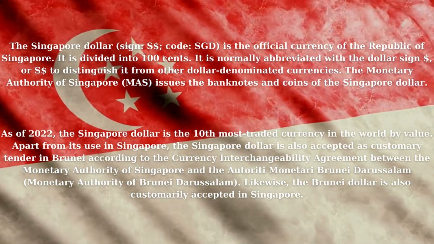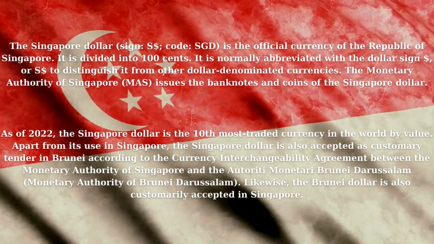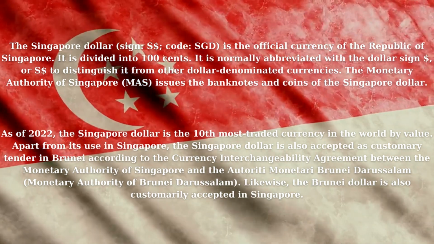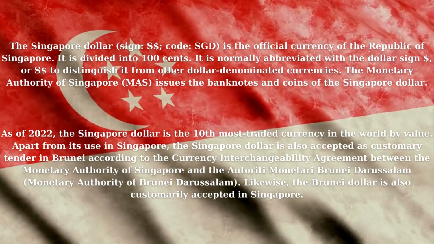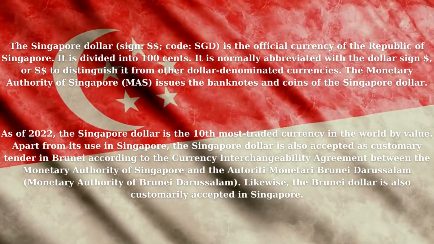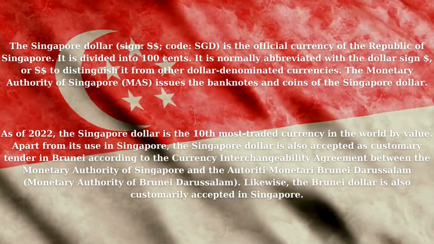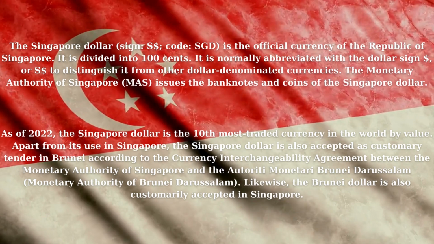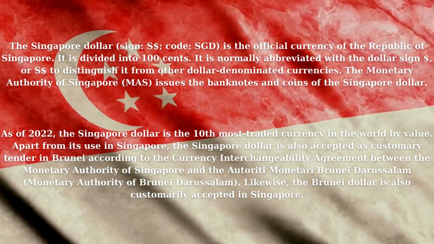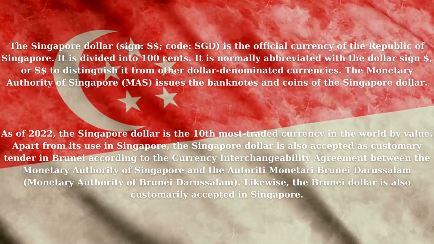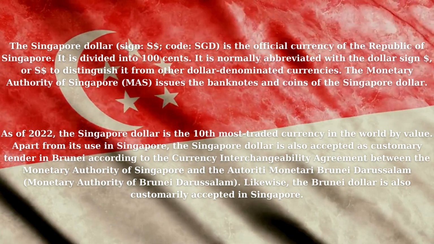The Singapore dollar, sign S$, code SGD, is the official currency of the Republic of Singapore. It is divided into 100 cents. It is normally abbreviated with the dollar sign $, or S$, to distinguish it from other dollar-denominated currencies. The Monetary Authority of Singapore, MAS, issues the banknotes and coins of the Singapore dollar. As of 2022, the Singapore dollar is the 10th most traded currency in the world by value. Apart from its use in Singapore, the Singapore dollar is also accepted as customary tender in Brunei according to the Currency Interchangeability Agreement between the Monetary Authority of Singapore and the Autoriti Monetari Brunei Darussalam, Monetary Authority of Brunei Darussalam. Likewise, the Brunei dollar is also customarily accepted in Singapore.